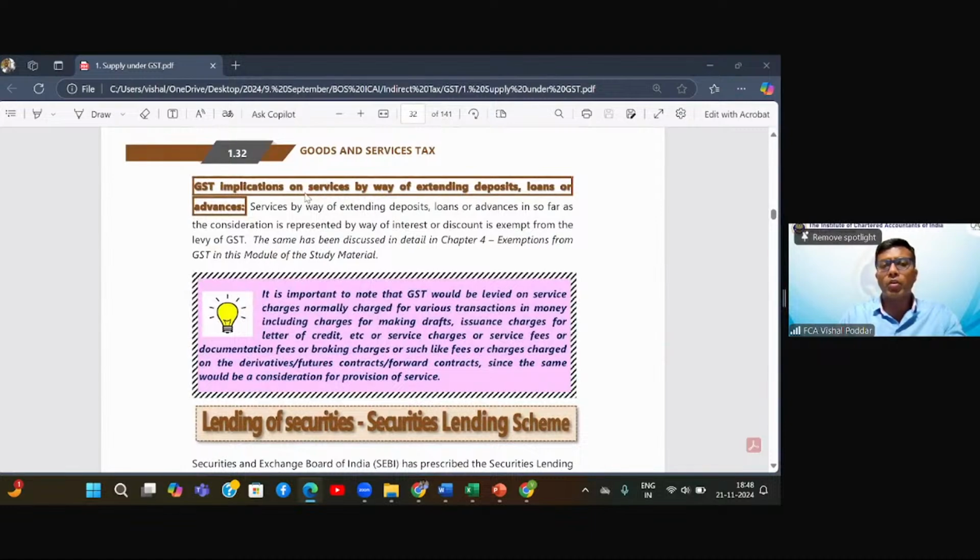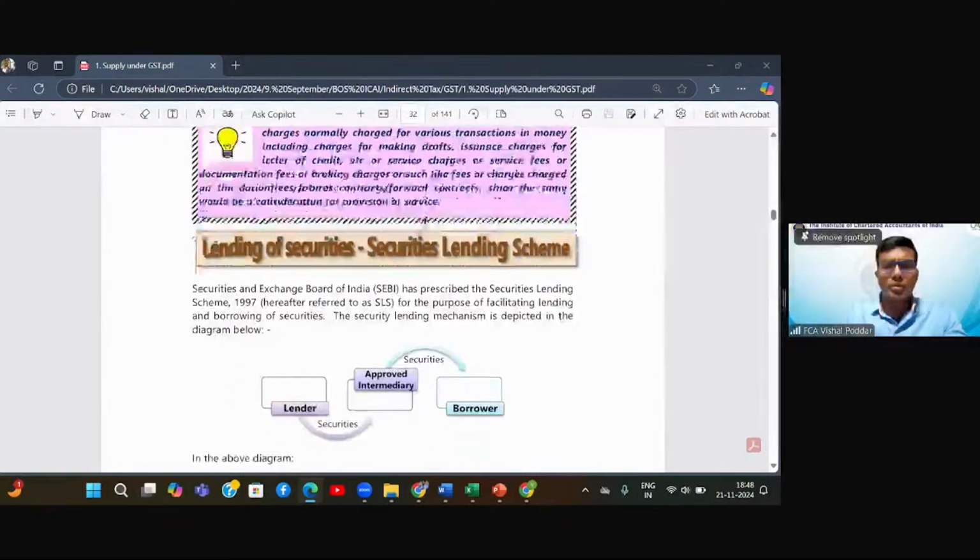Then GST on the service by way of extending deposit or loans. This is also what we discussed, where you are giving money on use. It is a service, but what you get in return is the interest. And there is no GST on interest where it is on loan, deposit, advance, because it is exempt, that you study in the exemption chapter.